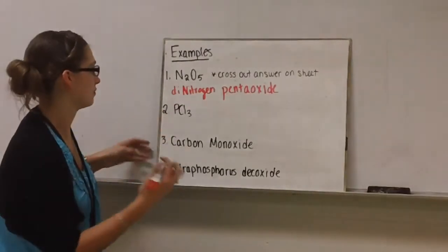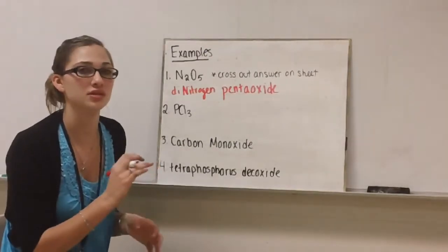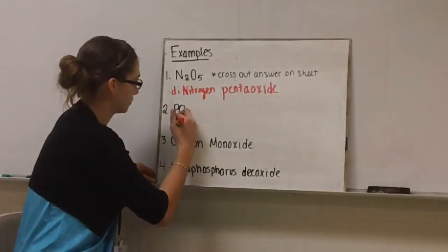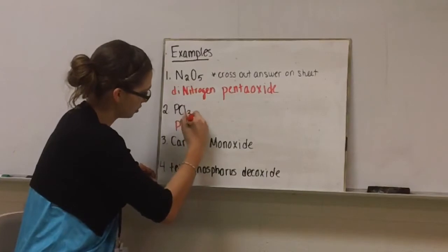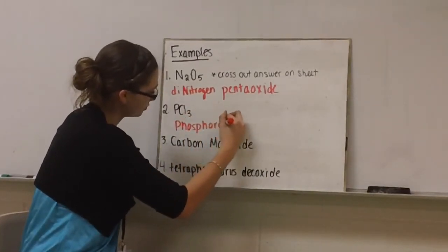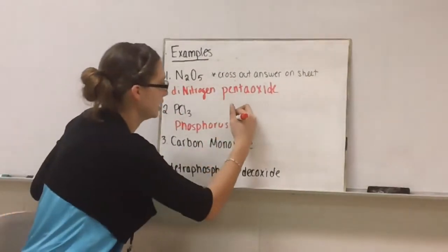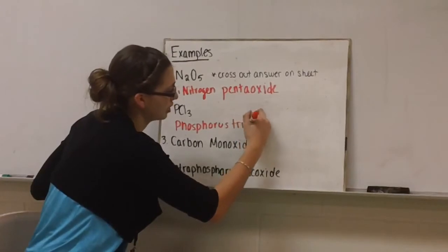Alright, so let's do the next one. So here, we see that phosphorus doesn't have a subscript, so we don't need to put a prefix. Phosphorus, and then we have 3 chlorines, so that would be trichloride.